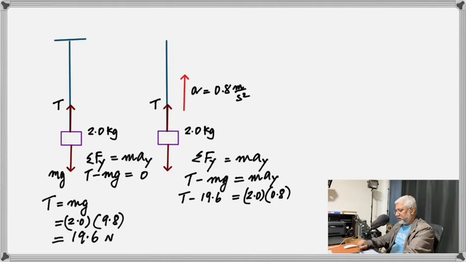So you get 1.6 on the right side. So T minus 19.6 is equal to 1.6, and therefore T is 19.6 plus 1.6. So the tension is 21.2 newtons.